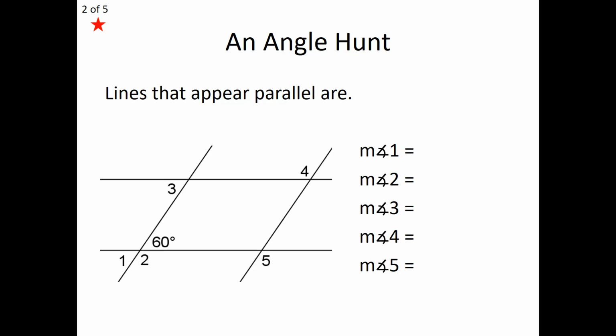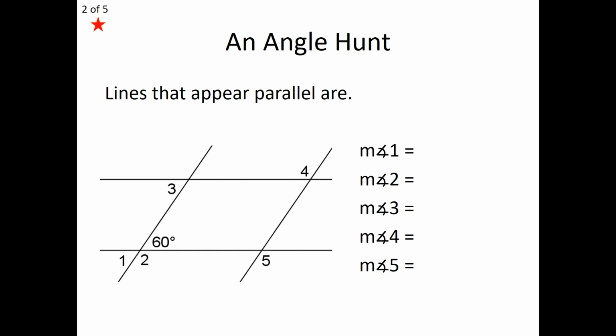Well, what does this angle hunt actually involve? What it involves is using our parallel consequences. Why are the consequences going to be used? Because we're given lines parallel. Now note that in our diagram we have several angles labeled with numbers, but we're also given an angle measure. We're going to use that angle measure to find the missing angle measures in this diagram.